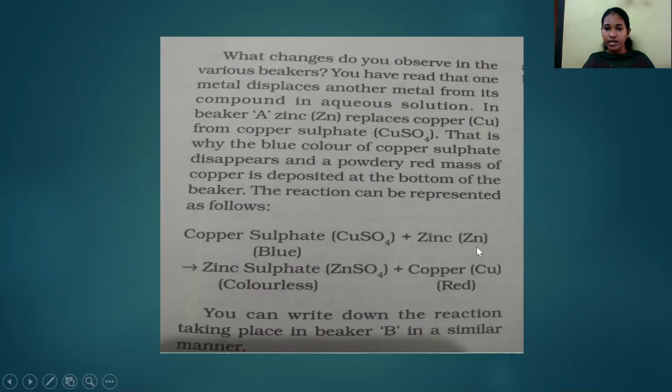Copper sulfate and zinc react, and zinc sulfate forms, along with the copper that is deposited at the bottom of the beaker. And in the same way, you can write down the reaction that takes place in beaker B.